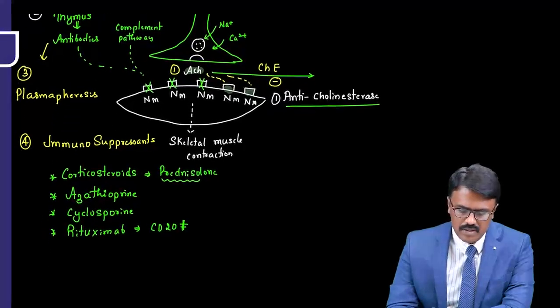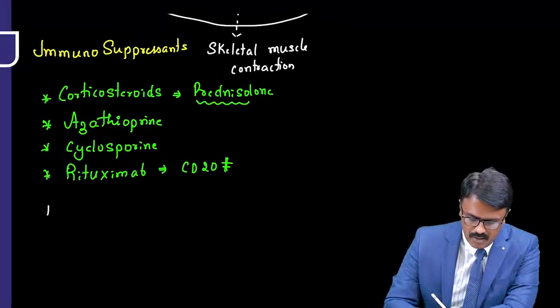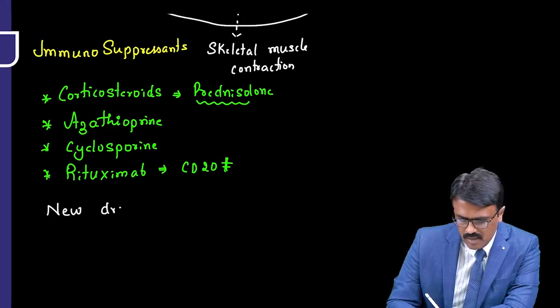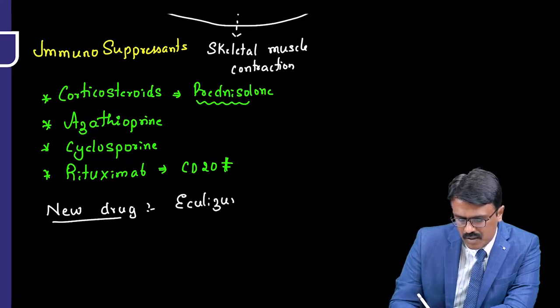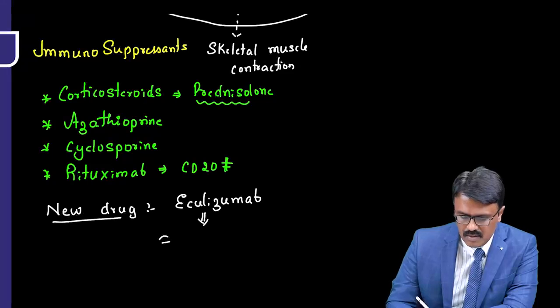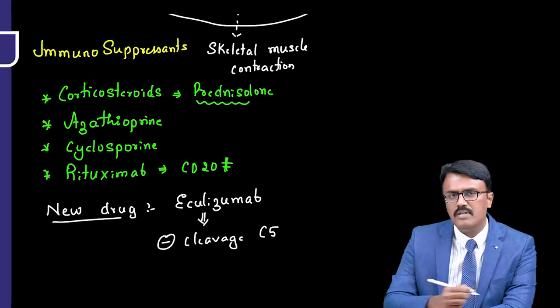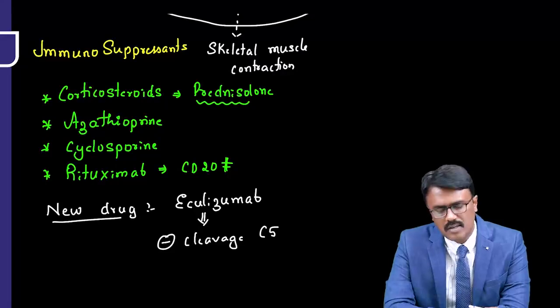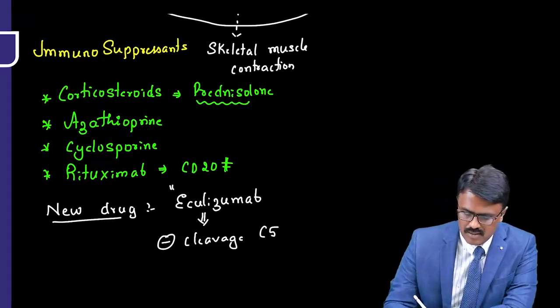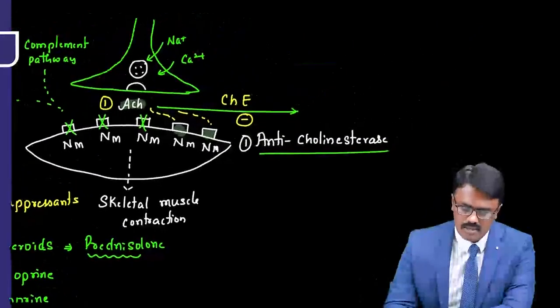Now I told you there is activation of the complement pathway. You can also suppress that complement pathway. Another new drug is used for myasthenia gravis, and that is called eculizumab. Eculizumab is a monoclonal antibody which inhibits cleavage of C5. If you inhibit cleavage of C5, the complement pathway is not activated, so the autoimmune process will be decreased. So the new drug approved for myasthenia gravis is eculizumab. These are the modalities of treatment for myasthenia gravis.